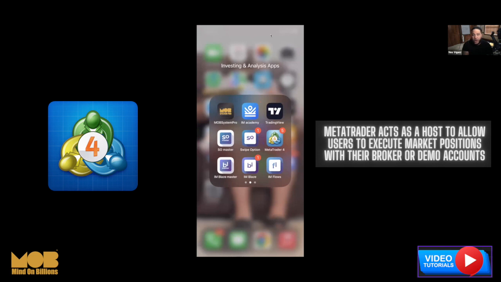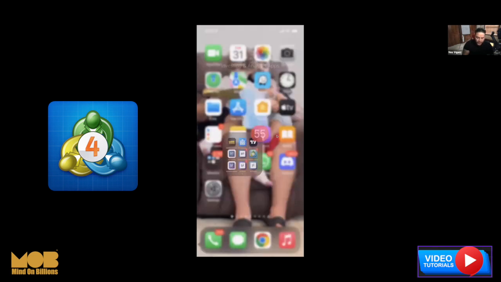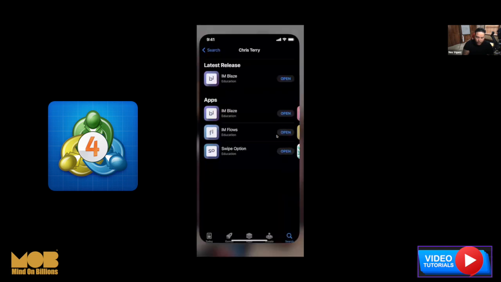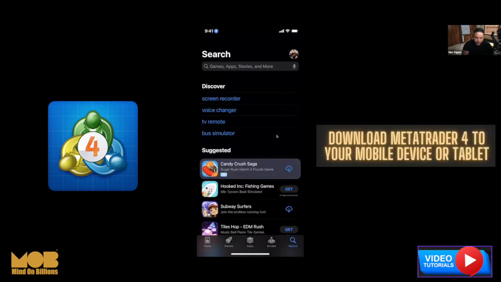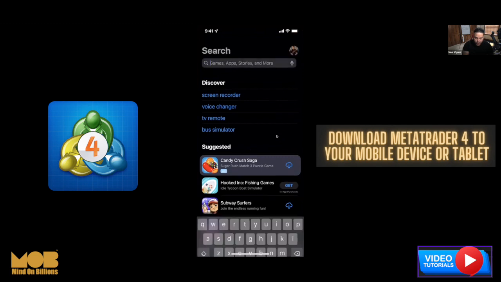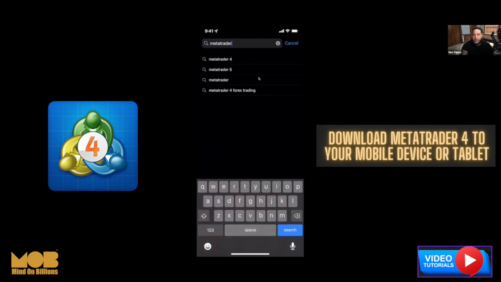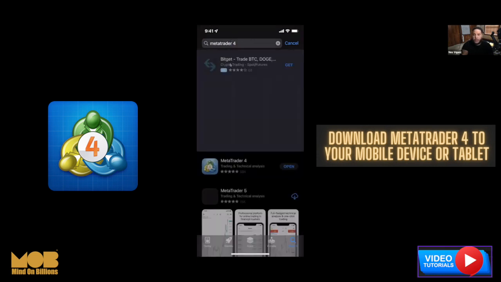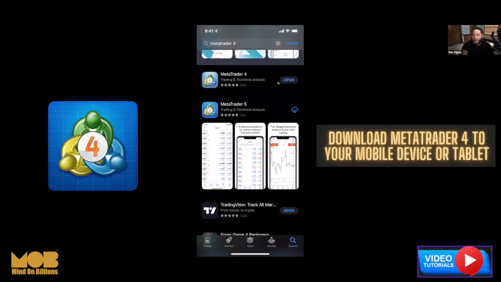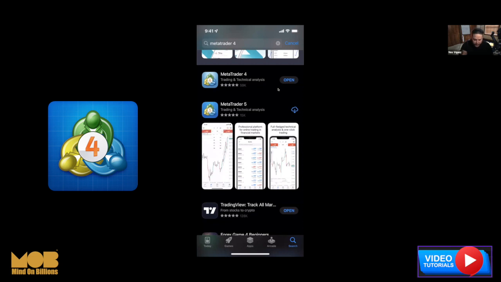So I'm going to cover MetaTrader real quick in a very easy way, and hopefully everyone here understands how to navigate on MetaTrader. First, we can begin by going over to the App Store if you have Apple. If not, then you may want to go through the Google Play Store. But anyway, on the search bar, you're going to search for MetaTrader. You're going to see MetaTrader 4, MetaTrader 5. MetaTrader 4 is more common, so we're going to click on MetaTrader 4. Then from here, you're going to see open or get. If you don't have it, you're going to see get. So just click on it and then you'll be able to download it to your mobile device.